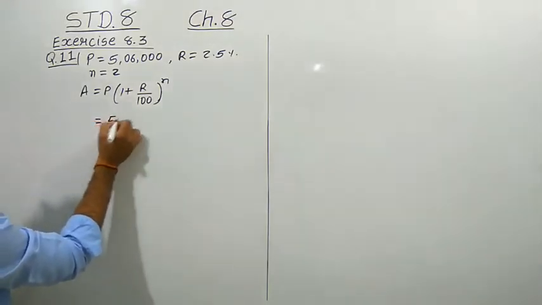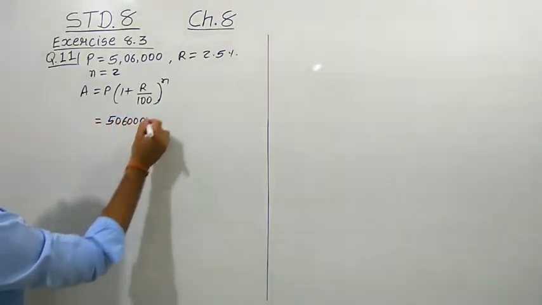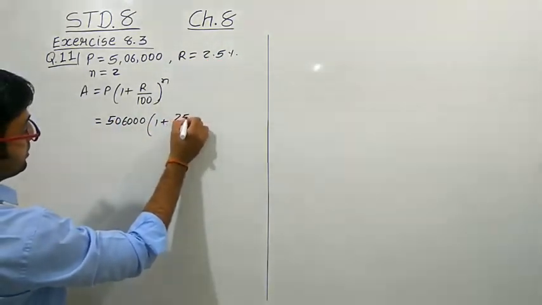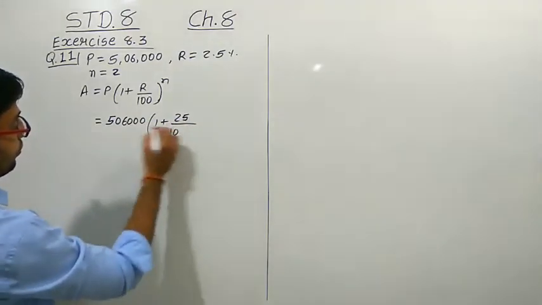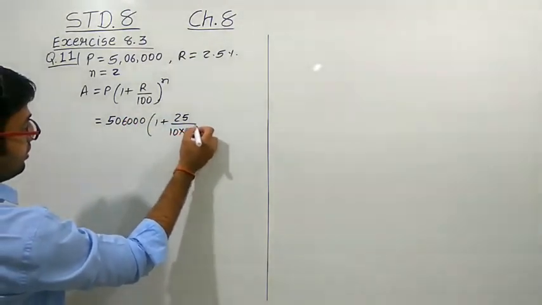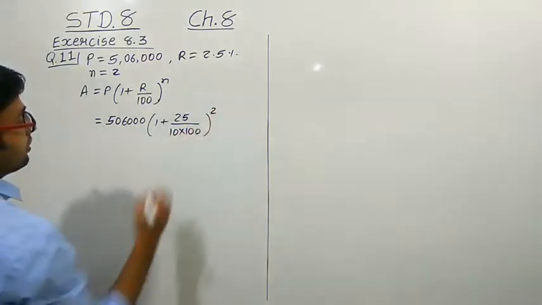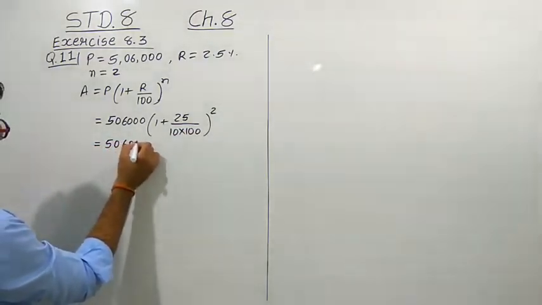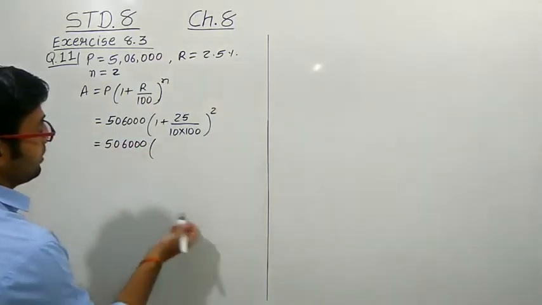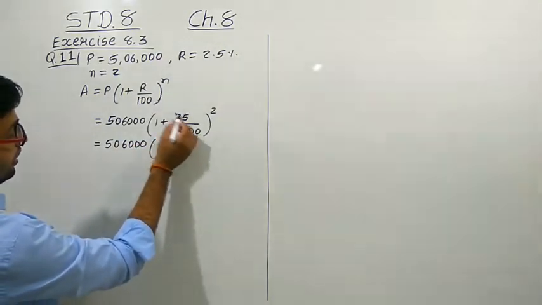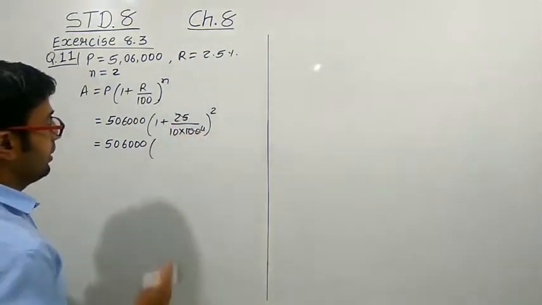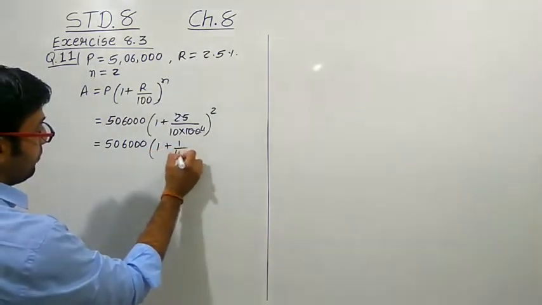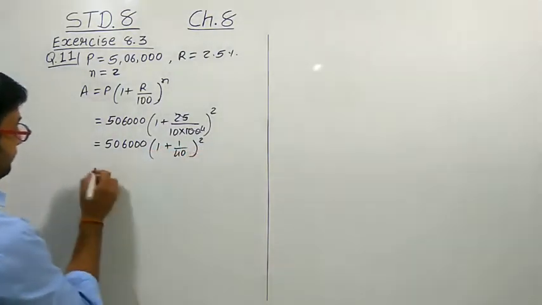We have P is equal to 5,06,000 times (1 plus 2.5). 2.5 we can write as 25 upon 10, and also 100 is there, with power 2. So we get 5,06,000 times... Now simplify it. We get 25 for the 100 and 10 for the 40. So we get 1 plus 1 upon 40 raised to power 2.